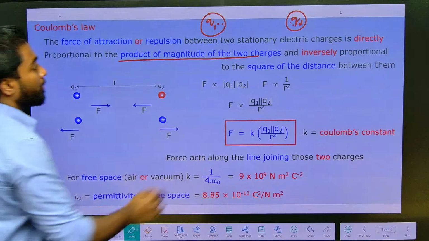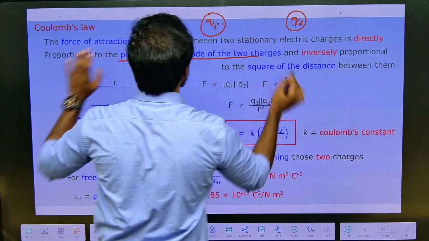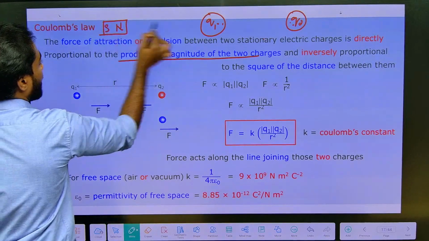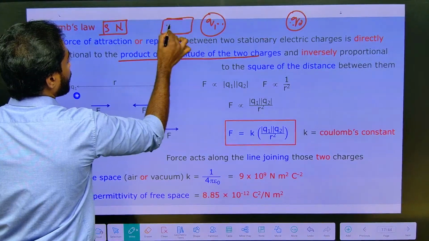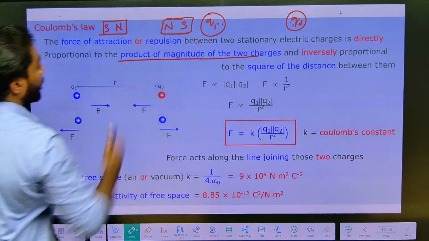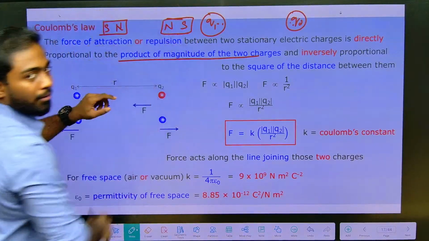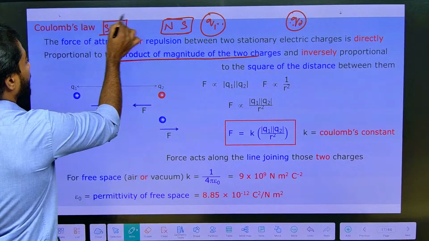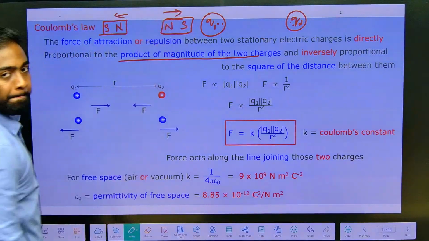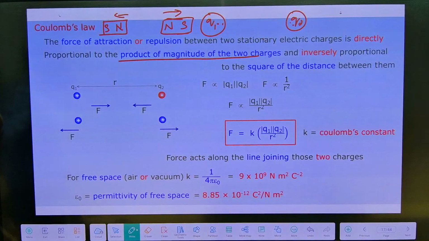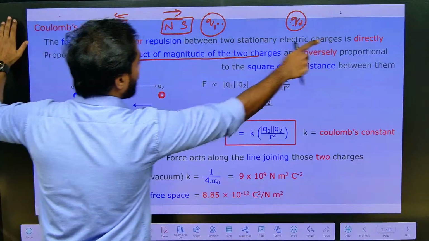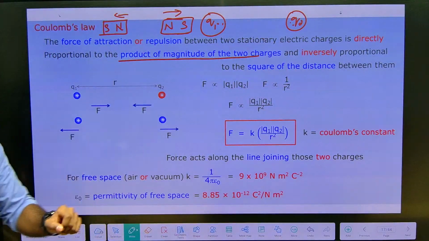If I increase the distance, for example, take a magnet with a north pole here and a south pole there, or again one more north pole. When I bring them together, both magnets exert an equal amount of force in opposite directions, because north and north repel each other. But if I keep them far away, the force will decrease, right?